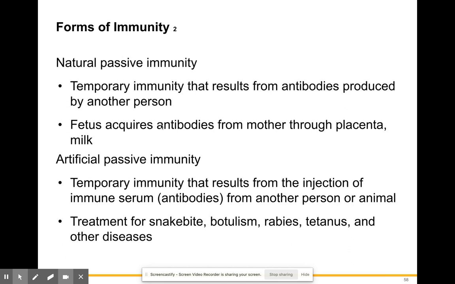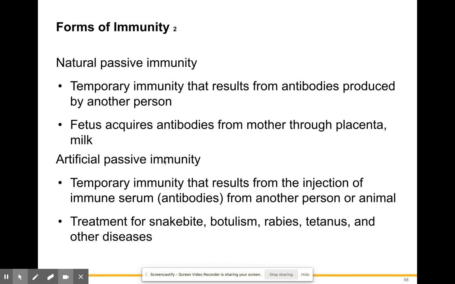Okay, breastfeeding, they say, increases the amount of antibodies that the child gets, which is going to help the adaptive immune system of that child from a very, very early age, so that if it is exposed to pathogens, it'll be a little bit better off than a baby that didn't do breastfeeding. Okay. Then you have artificial passive immunity.